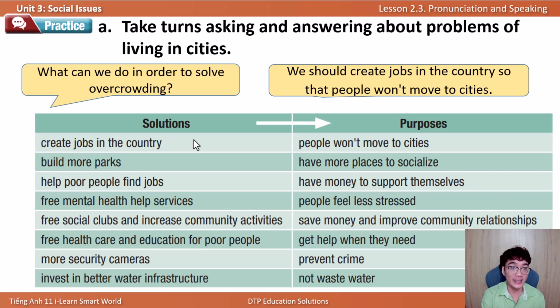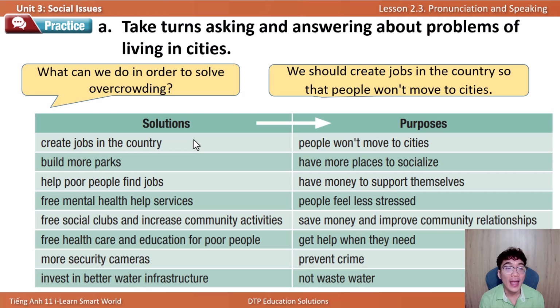cities. For example, I ask, what can we do in order to solve overcrowding? You choose the idea from the table and you say, we should create jobs in the country so that people won't move to cities. You can see problem. Now I ask you more. What can we do in order to solve lack of space? Lack of space. You please answer. We should build more parks so that people have more places to socialize.